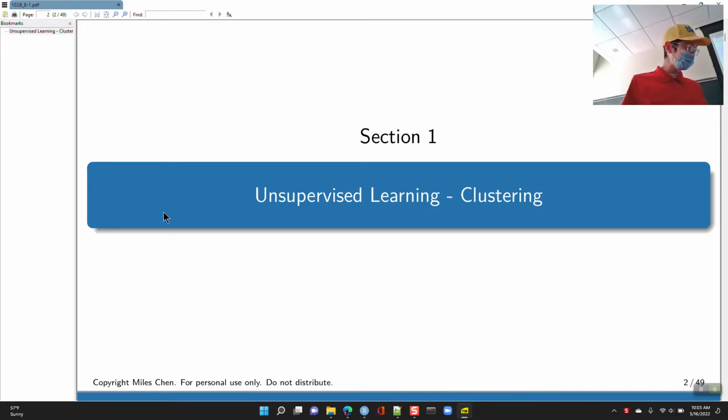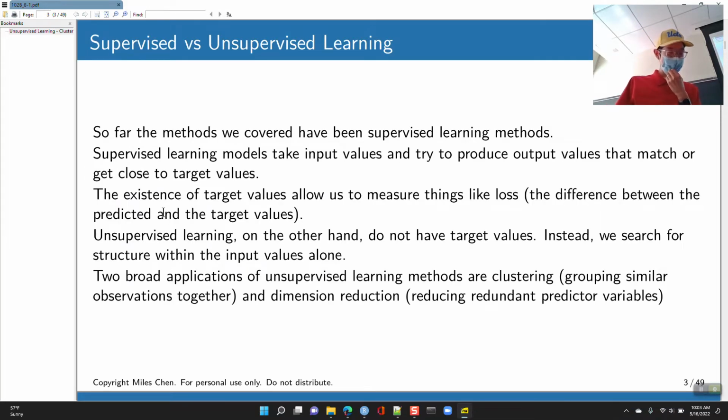Okay. So this week we are going to introduce unsupervised learning, and our first topic is clustering. So just to contrast this with everything we've done so far, it has been supervised learning. That's the neural networks, the KNN, your support vector machines. I don't know, what have we done? We've done some stuff, okay? They've all been supervised learning.